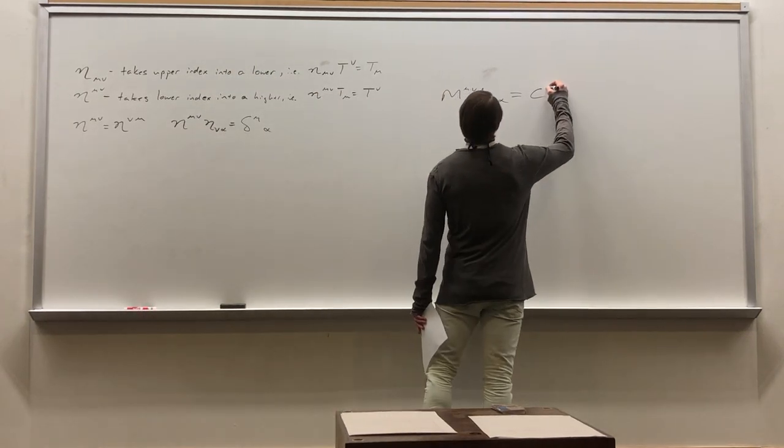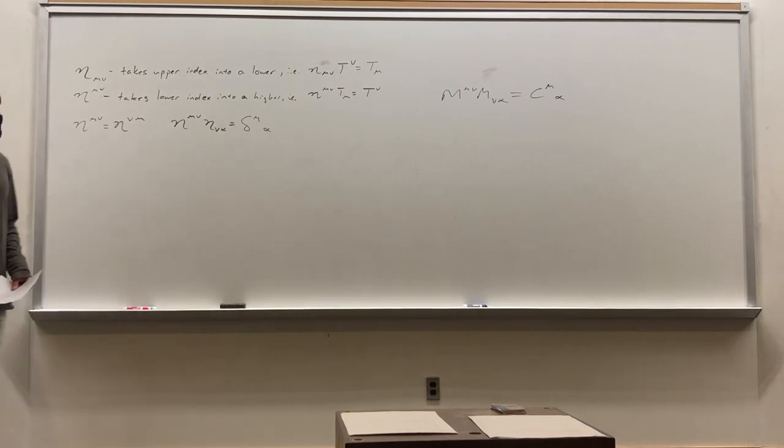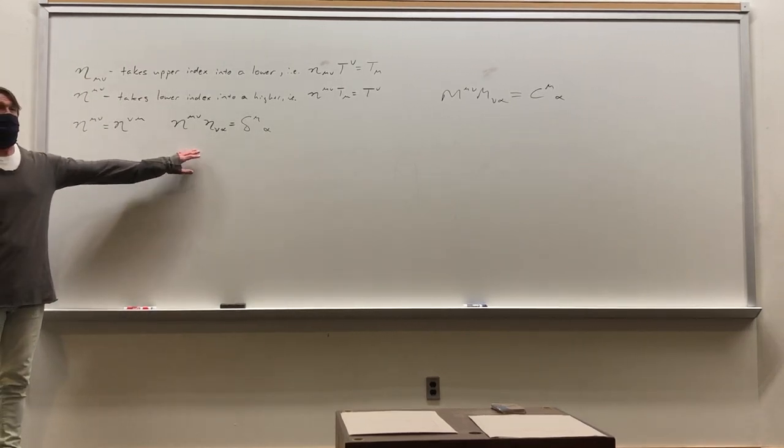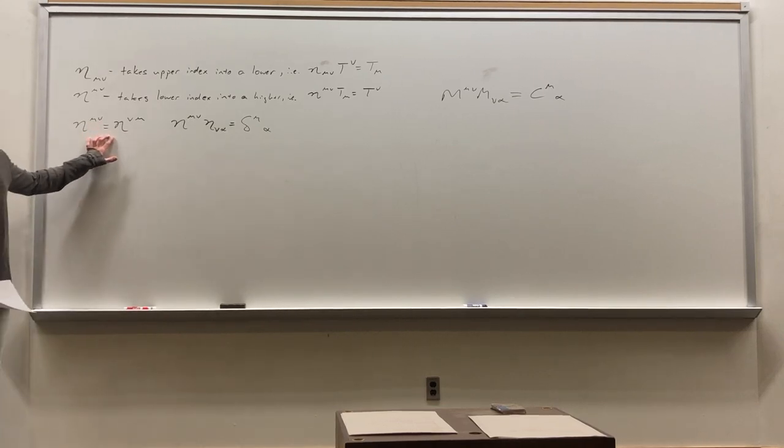A tensor. Okay, but a different tensor. So the metric has some nice properties. Okay? This is obviously true for the metric in special relativity, but it will turn out to be true for any metric we use in this course, even in curved space.